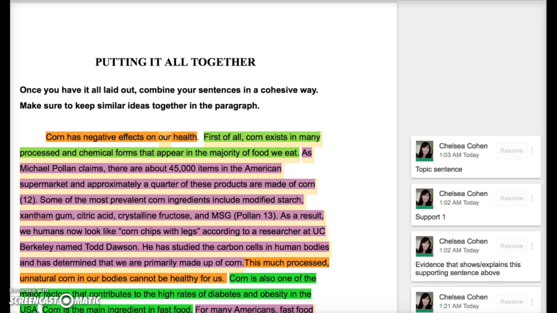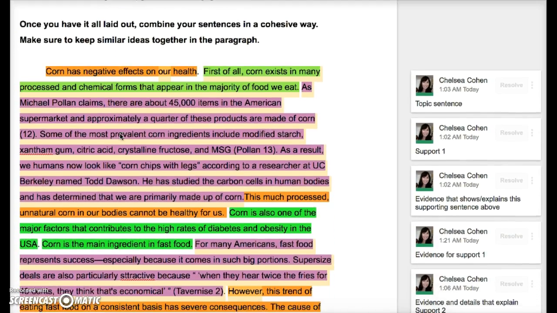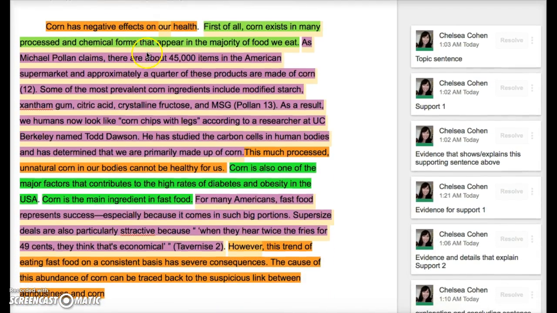So once you have your body paragraph all laid out, like you see in that outline above, you want to combine your sentences in a cohesive way. And as I mentioned before, you want to make sure you keep the similar ideas together. You don't want to split them up in the paragraph. And I've color-coded this for you so you can see these different levels that make up this body paragraph. This first sentence here is our topic sentence.